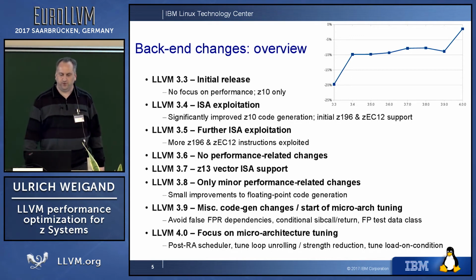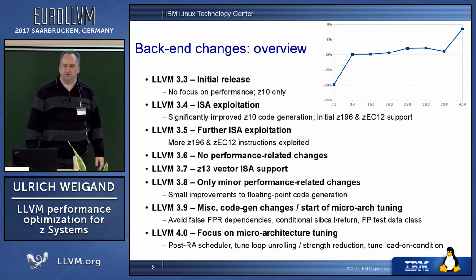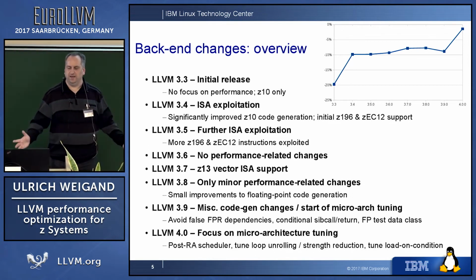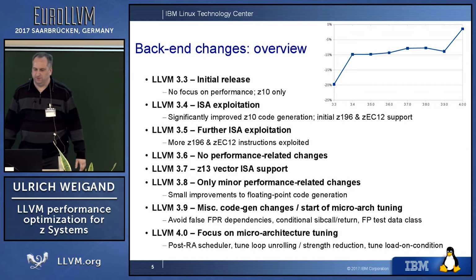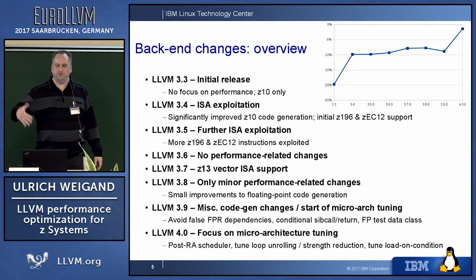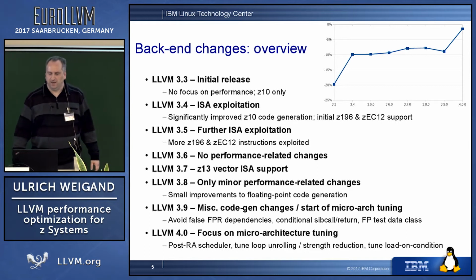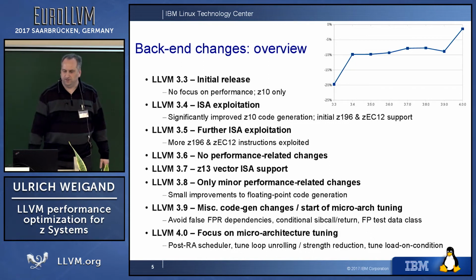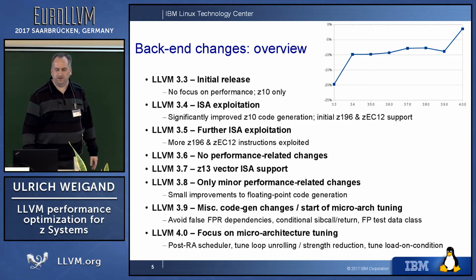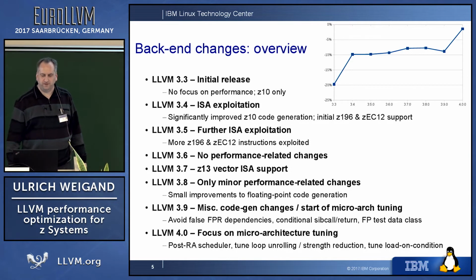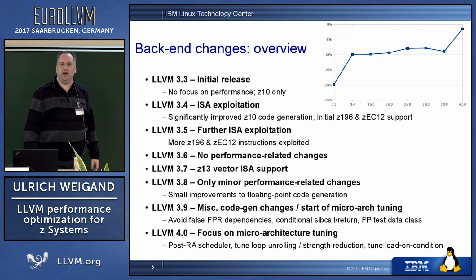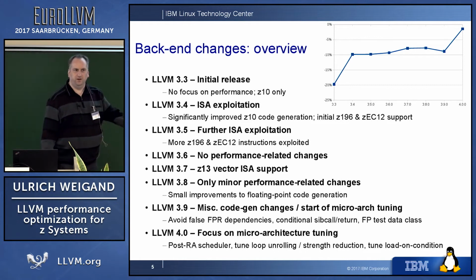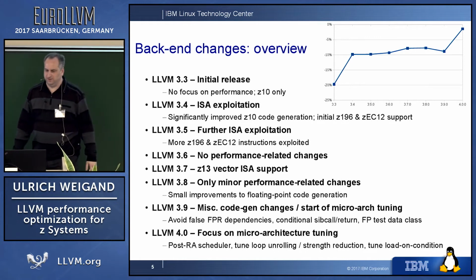That changed with 3.4, which was the first big step where we tried to make sure that most of the ISA on that old machine was actually fully exploited, and where we also started looking into exploiting more recent machines. That continued over 3.5, where we don't see a lot of changes anymore. In 3.6, there was actually no change at all in the backend. We still see a slight uptick, which must have been some changes in common code and the common LLVM optimizers, I guess. 3.7 was the big change to add the vector ISA support, which I'm not going to talk about today because I did talk about that two years ago.